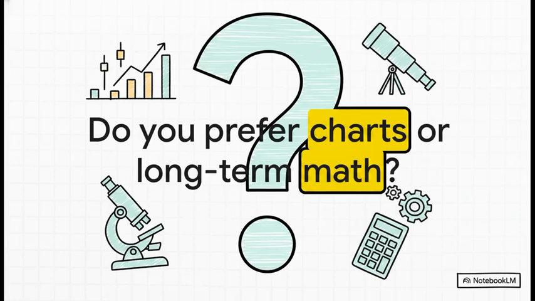So, we've peered through the microscope at technical chart structures, and we've gazed through the telescope at fundamental financial ratios. And as you've seen, both of these lenses are absolutely essential. But as we wrap up this explainer, and you go to refine your own personal strategy, I want to leave you with this question. Based on the tools we've just unpacked today, are you inherently more comfortable reading the chart's immediate story or calculating the company's long-term math? Something to think about.